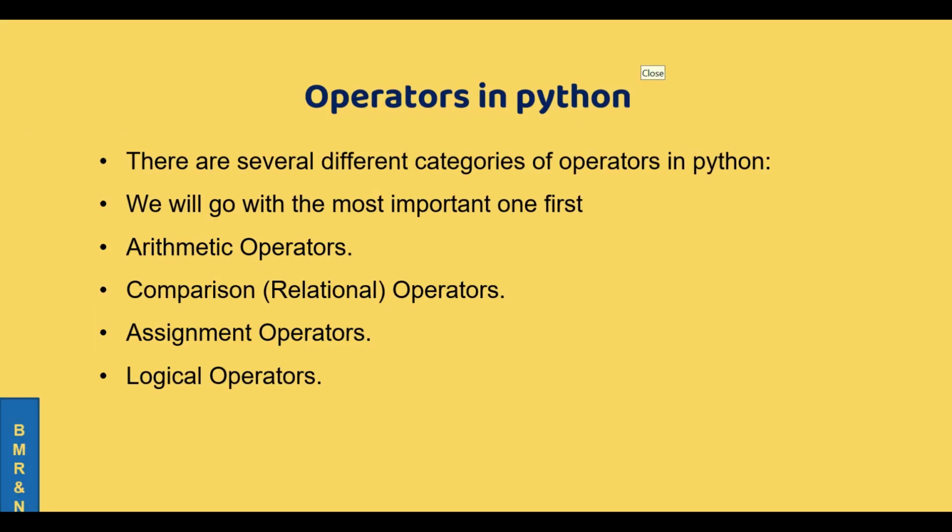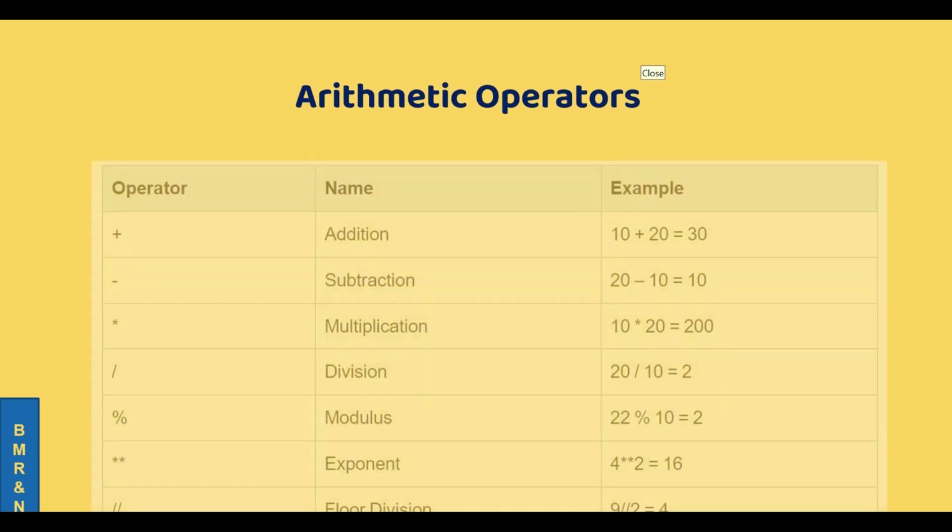There are several different categories of operators in Python. We will go with the most important ones first. These include arithmetic operators and comparison operators, which are also known as relational operators. Then we will discuss assignment operators and logical operators.